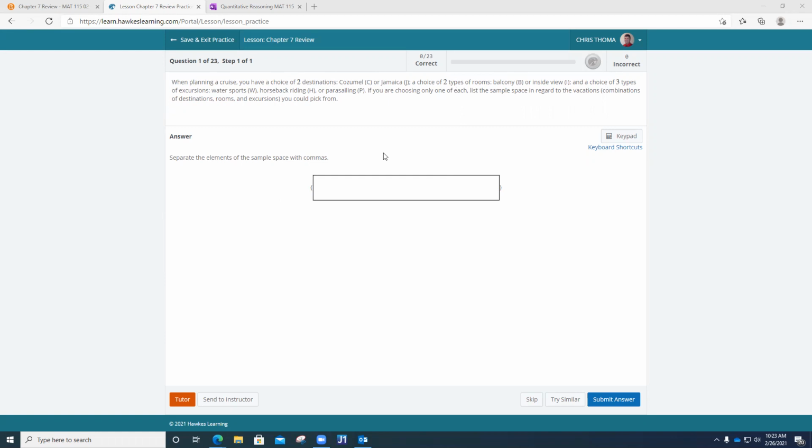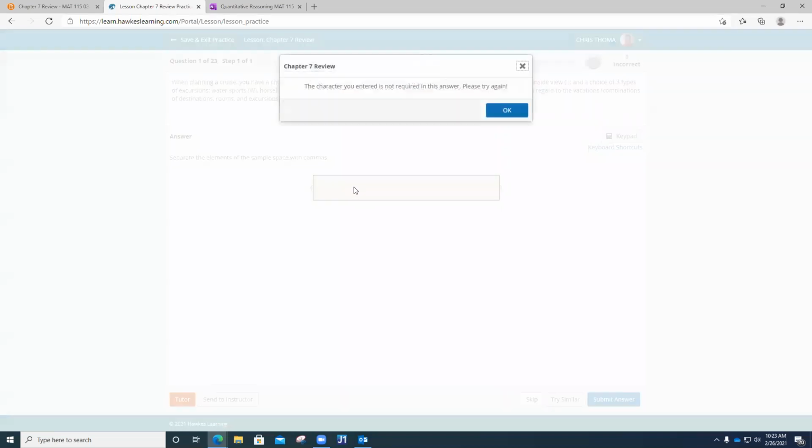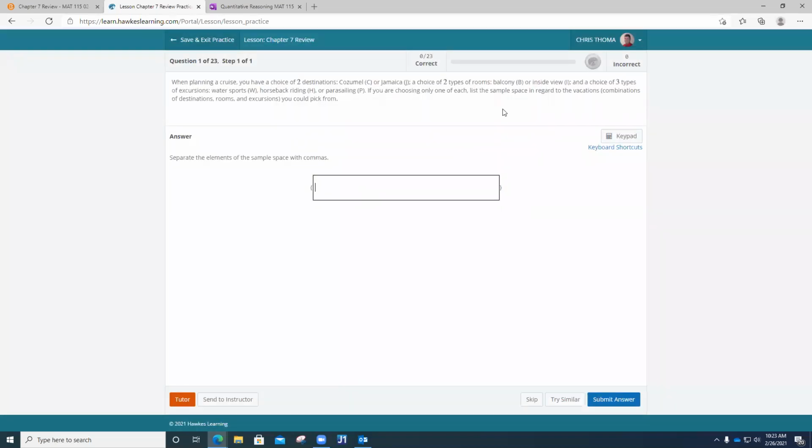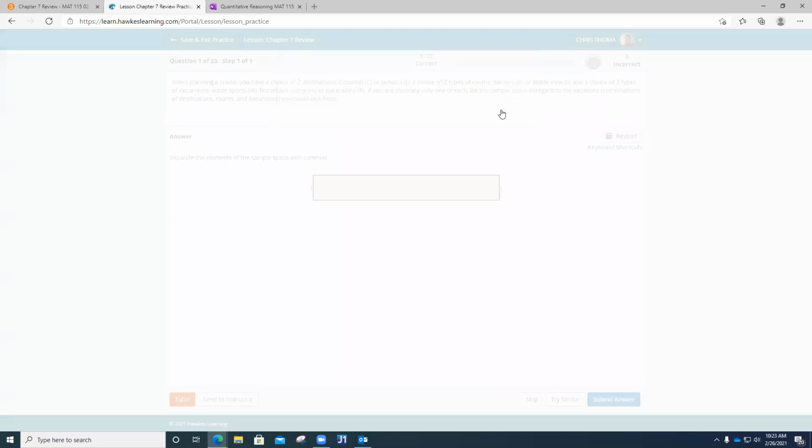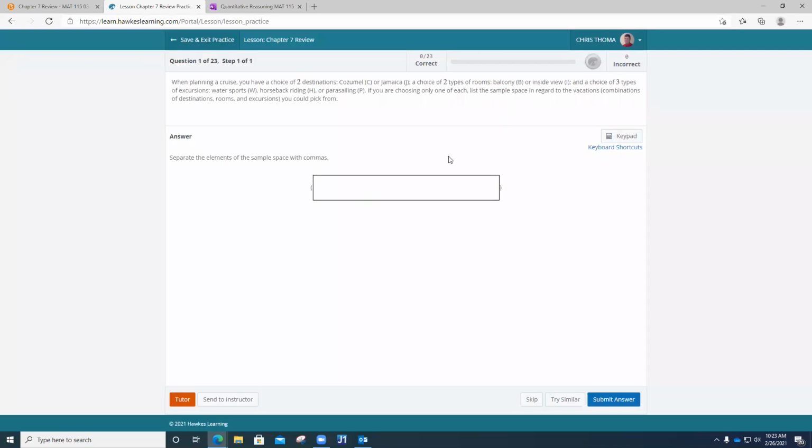Let's see. I'm just going to type in here. All right, so I must want it in parentheses. Maybe this one all together, so let's try this. What I would do is start with the first one, so turn my caps lock on.